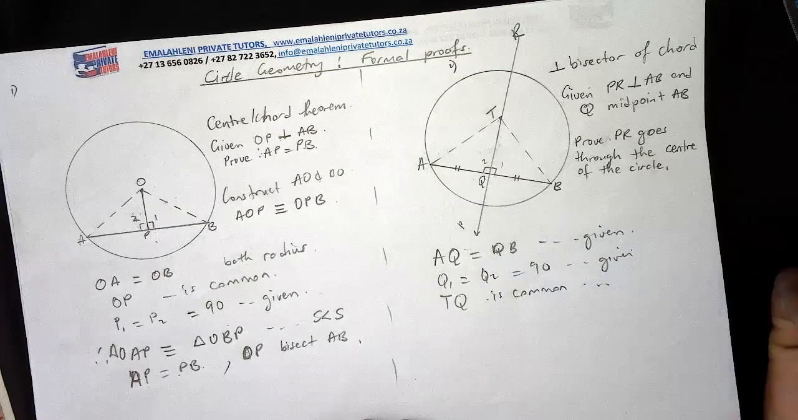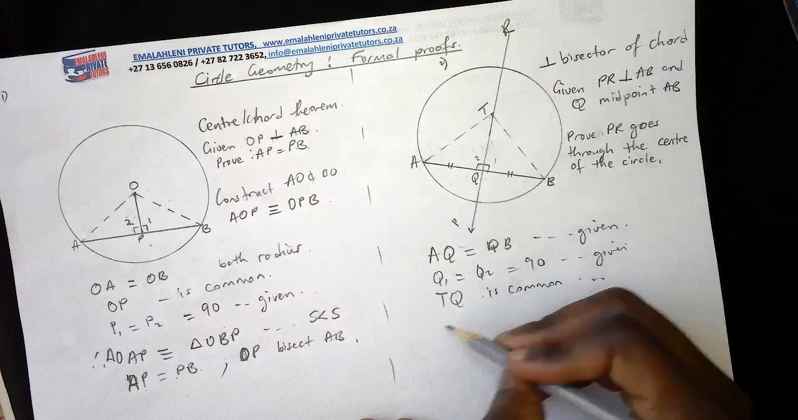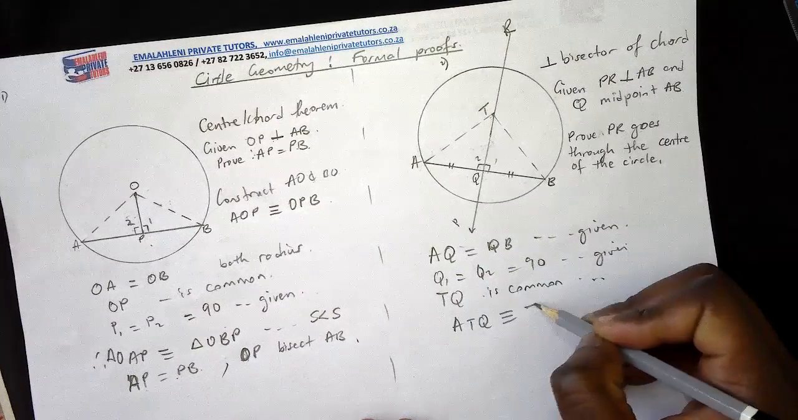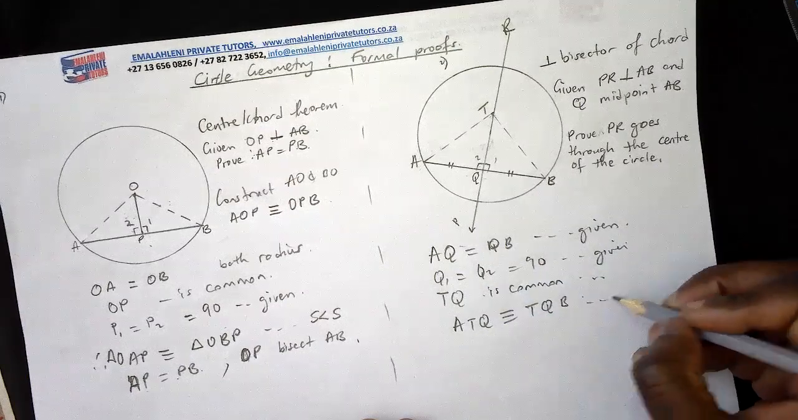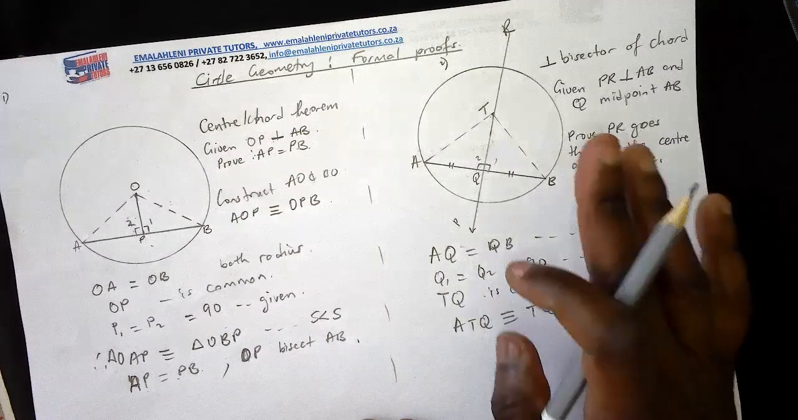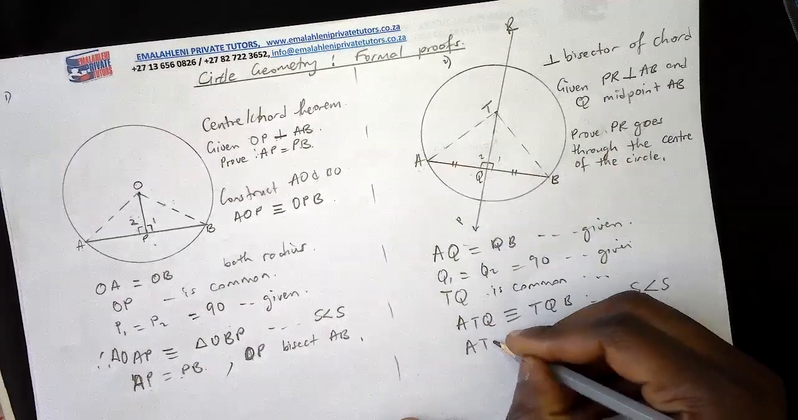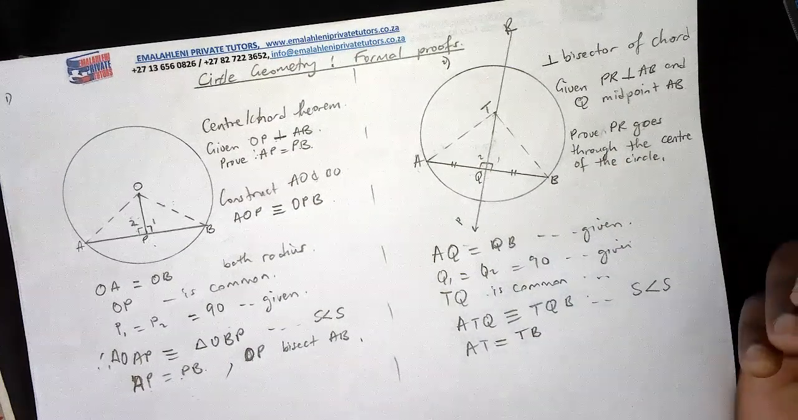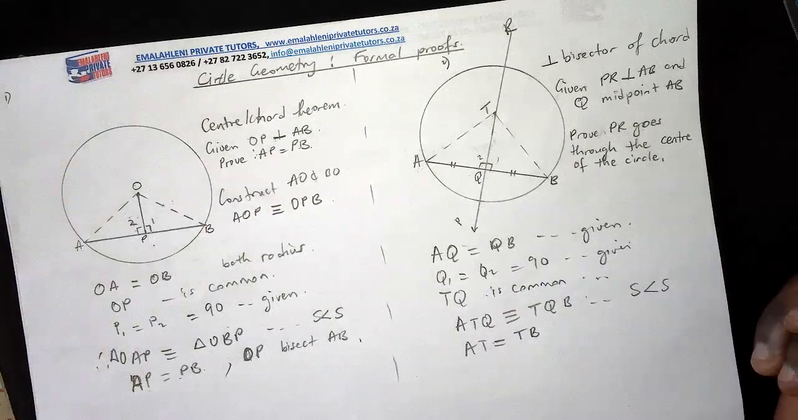Now, again, this one satisfies the congruence of triangles. So it means that triangle ATQ is congruent to triangle TQB, and this is side, angle, side. Now, if it is like this, it means that AT will also be equal to TB. And now we are able to say that you have done the proof.